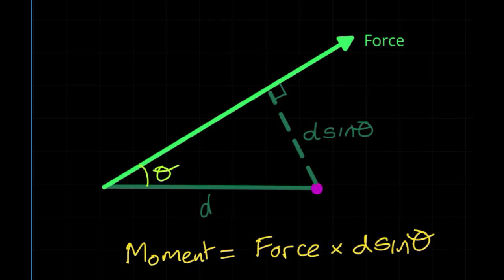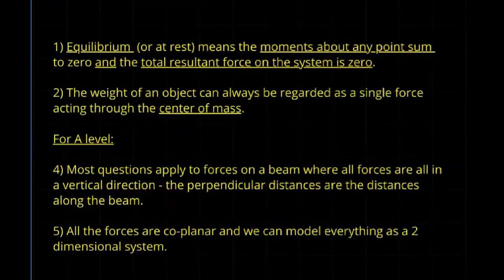In A-level questions, there are some things that I need to bring to your attention. The word equilibrium, or the words at rest, means that the moments at any point sum to zero. In other words, you can do a moment balance. Secondly, the total resultant force on the system is zero, so you can also do a force balance. The second point is that the weight of any object can be regarded as a single force acting through the center of mass. This is very useful.